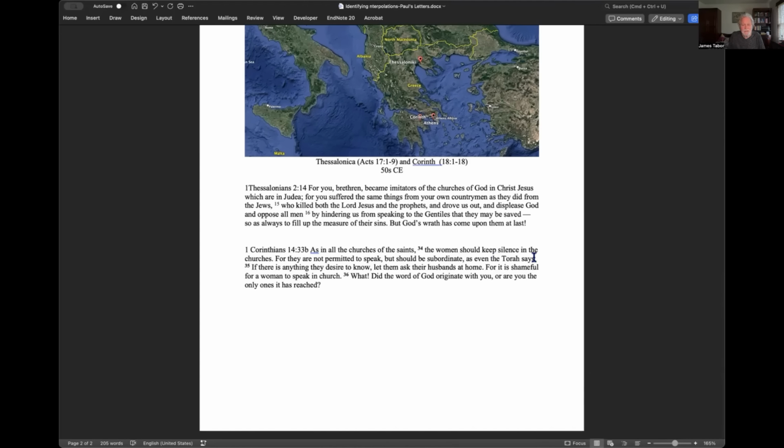Now, these Gentiles, Paul says, are not under the Torah. But here he uses the Torah teaching to say women are subordinate to men. And clearly he's thinking of the book of Genesis, where Adam is made and then Eve is derived from Adam. And there's a text in Genesis chapter 3 where Eve is told, your desire will be to the man and he will rule over you. So that's what Paul has in mind here.